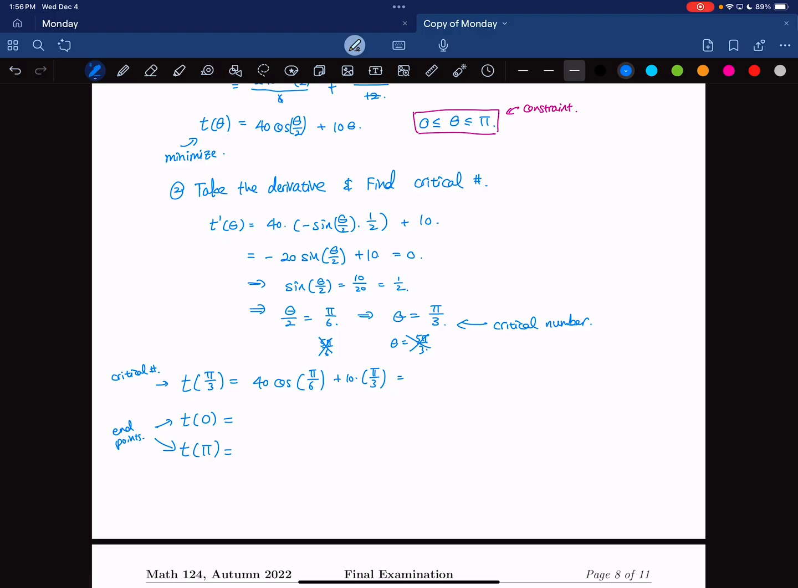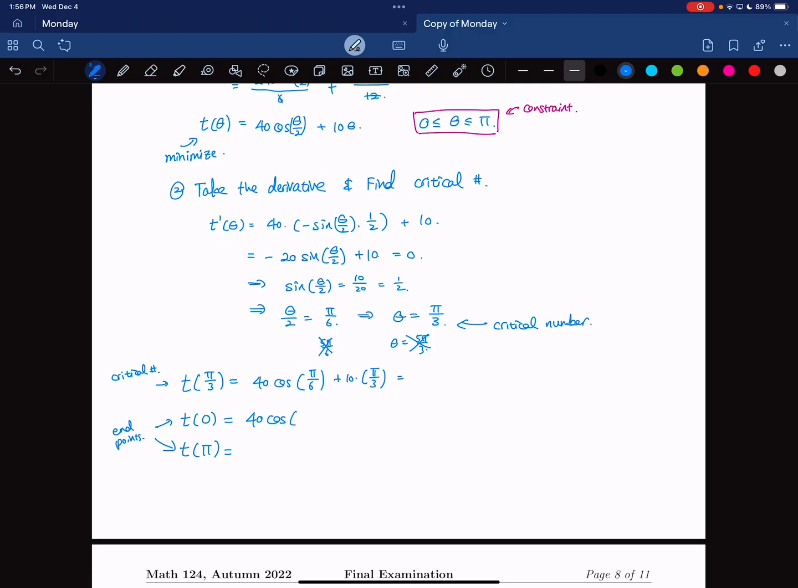Someone punch it into the calculator and tell me what they get. You got 25 root 3 for the whole thing? But there's a 10 pi over 3 here. I mean, cosine pi over 6 is square root of 3 over 2, so you get 20 root 3 plus 10 pi over 3. While you're punching it out, let me write down the other expressions.